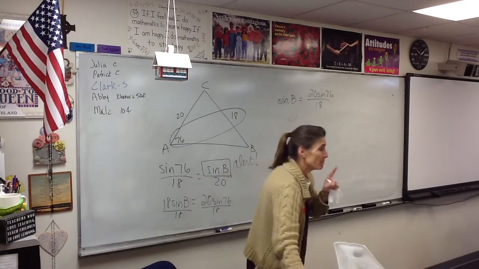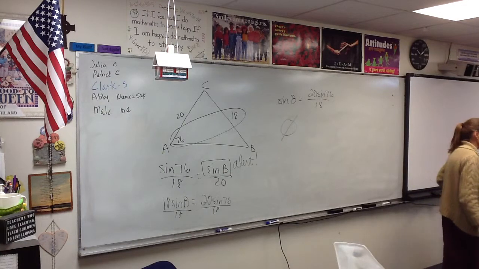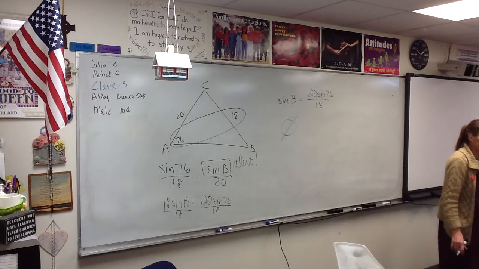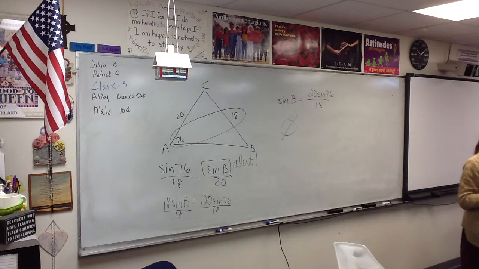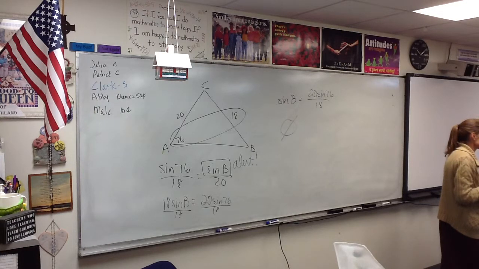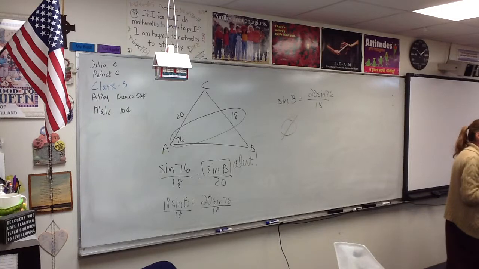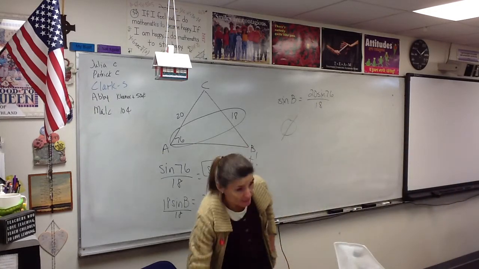Remember, when the directions say how many triangles, your options are 2, 1, none. This is a none. When the calculator gives you an error message, it means there's no answer. Then you move on. Next problem. We're done with that one. We're doing the next one.